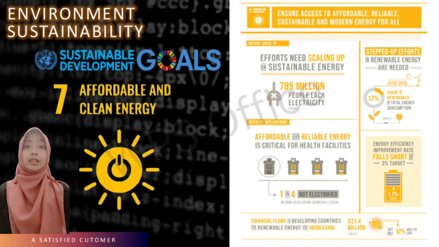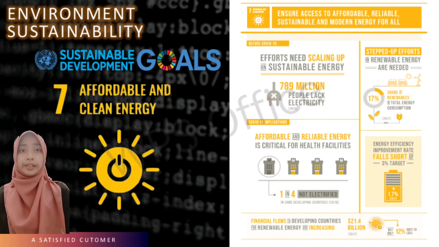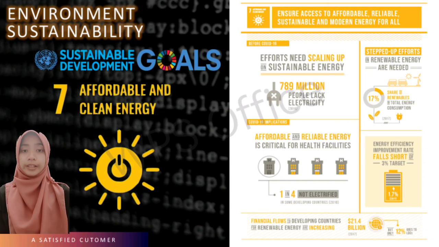So for environmental sustainability, I've chosen Sustainable Development Goal number 7, that is affordable and clean energy. This is because it expands supply of sustainable energy, and next it ensures universal access to energy services, and then doubles the improvement in energy efficiency.